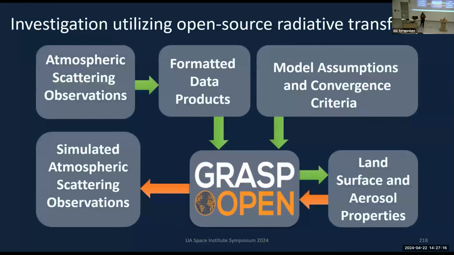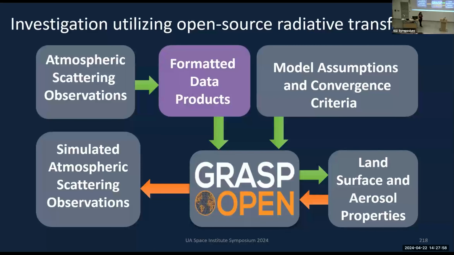But there come some challenges too. So when I first put together our data pipeline, we need to know how to use this algorithm for both the forward problem and the inverse problem. And so this is the general idea of taking atmospheric scattering observations, formatting them, understanding some good model assumptions and convergence criteria, and then using this algorithm. I've also done the simulation work, so taking some known aerosol properties and trying to simulate what an instrument would see. Kind of the focus of this talk is going to be this formatted data products.